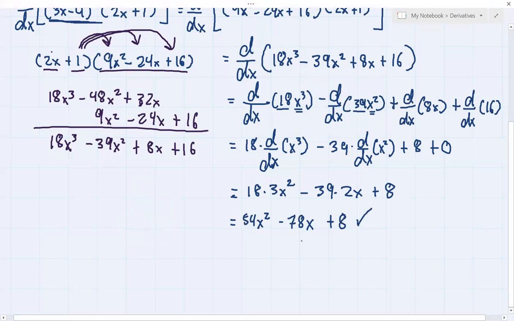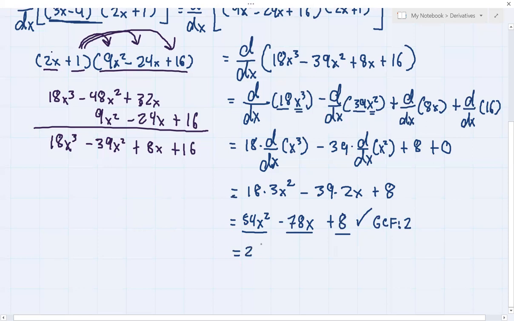Pwede na yan. Or, pwede pa natin siyang i-simplify. We can simplify this one actually. So, 54x squared, negative 78x, at saka 8. Three of them are not all divisible by 4. Pero three of them are divisible by 2 instead. And yun yung greatest common factor nila, si 2. Okay? So, we can factor out si 2 rito.